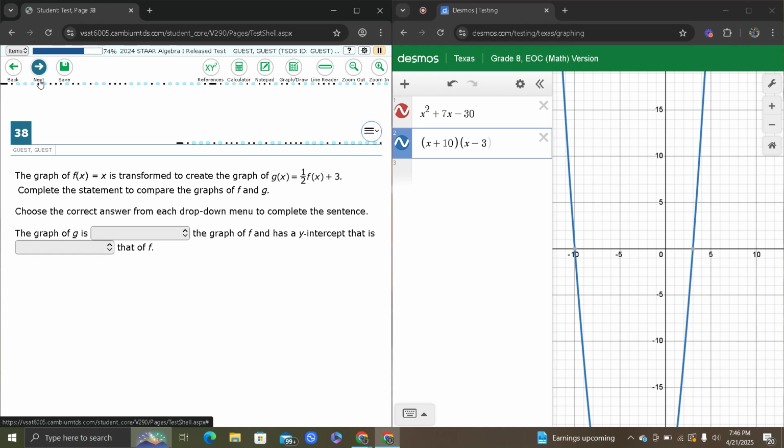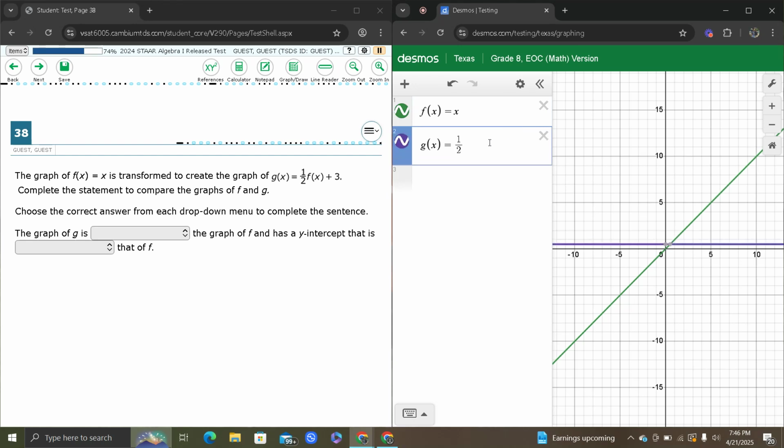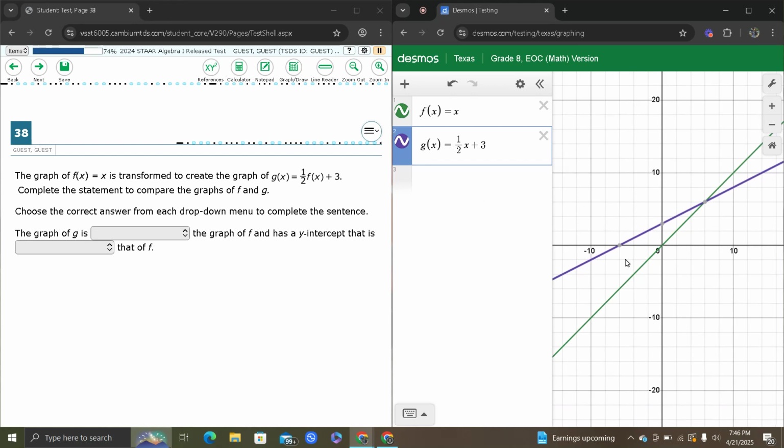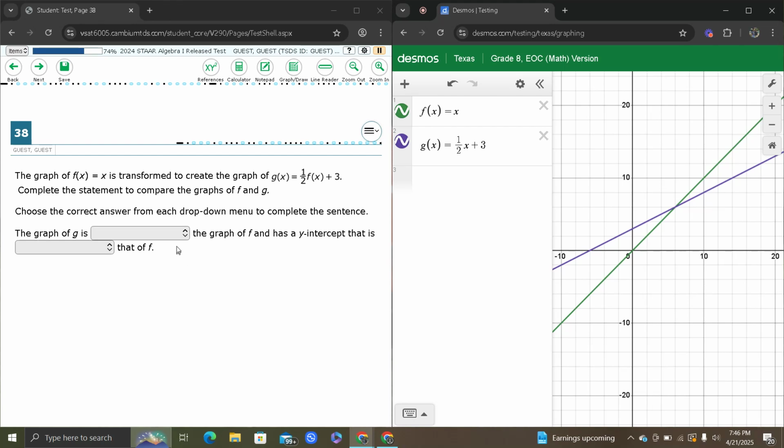Okay. The graph of f of x is equal to x is transformed to create the graph g of x is equal to 1 over 2x plus 3. We just have to compare and contrast these lines. So f of x is equal to x, and g of x is equal to 1 over 2x plus 3. Now we have two different lines. Let's just look. The graph of g is not as tall as f. It looks less steep from what I can tell. The graph of g is less steep than the graph of f.